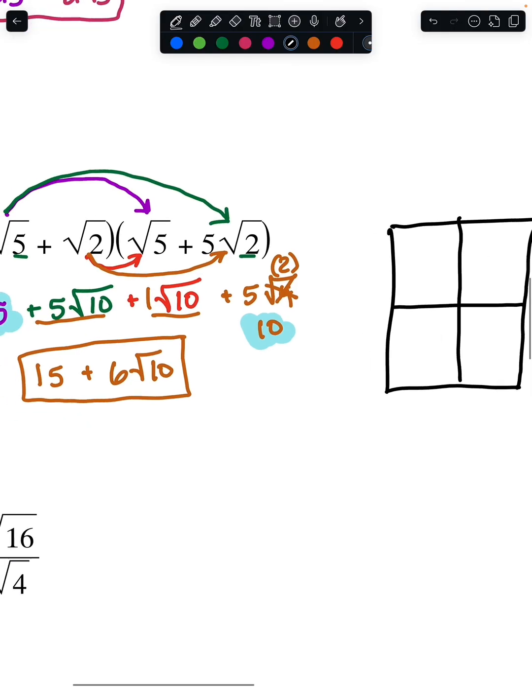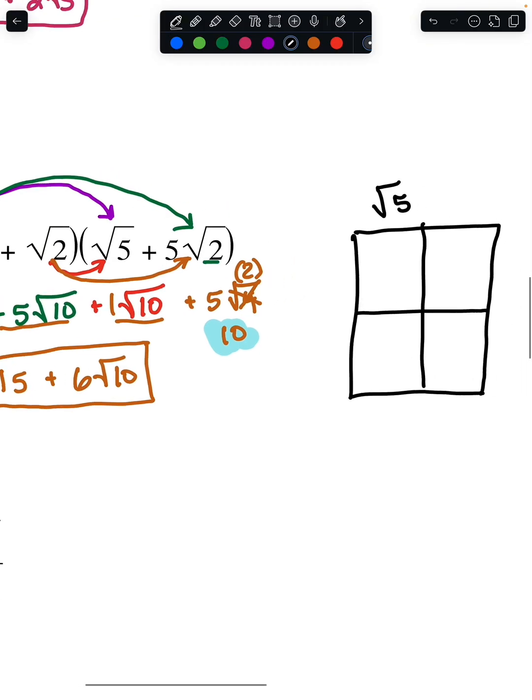You'd have square root of 5 and a positive square root of 2. Then I'd have a square root of 5 over here, and then a 5 square root 2 right here. In this top left box, square root of 5 times the square root of 5 is just 5. Square root of 5 times the square root of 2 is square root of 10.